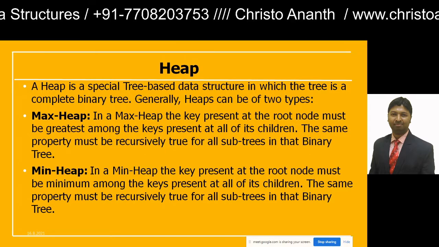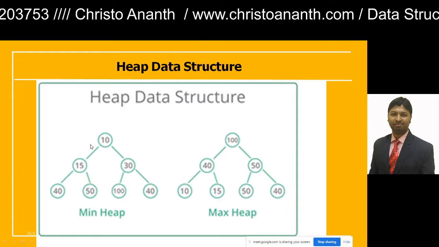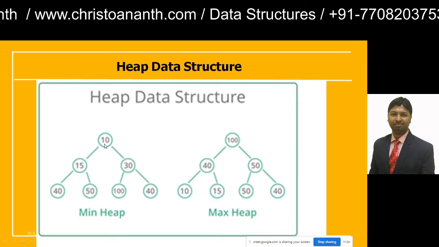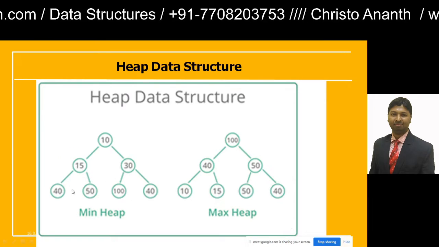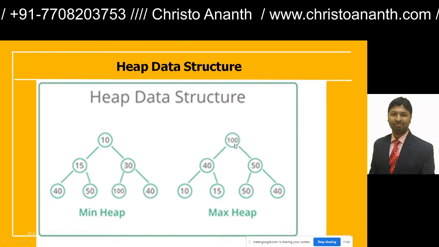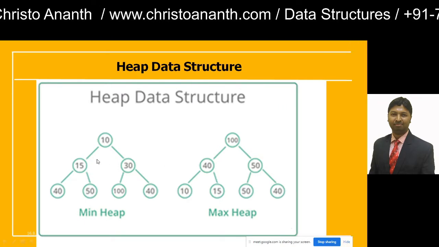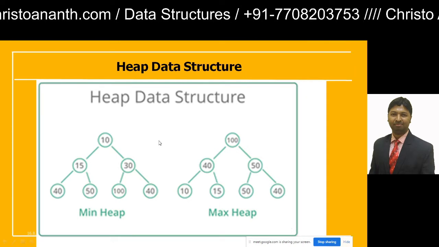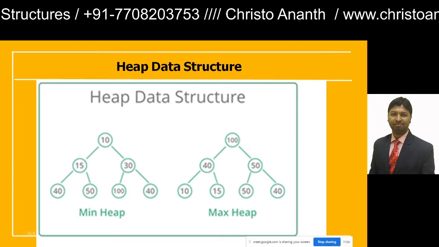So this is heap, maximum heap, and minimum heap. We have an example for minimum heap as well as maximum heap. If you see this one, 10, 15, 30, 40, 50, 100, 40, this is the minimum heap, and this is the maximum heap. This is how heaps work, like how we are going to calculate the distance between its nodes, and how we are going to reduce the time complexity of the function.